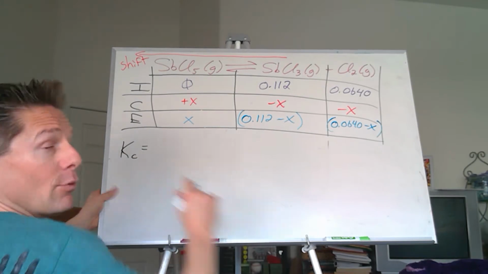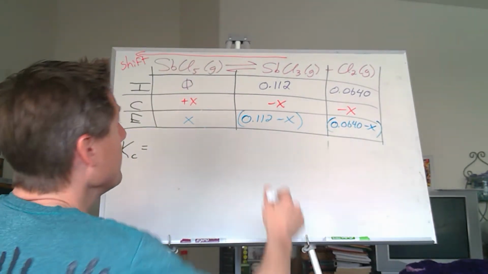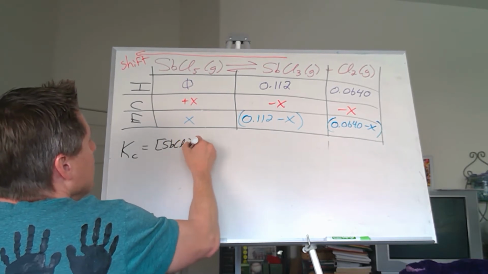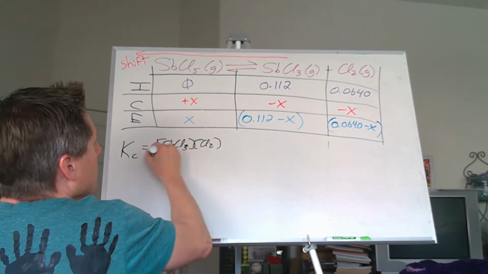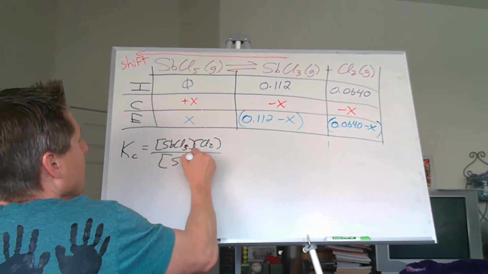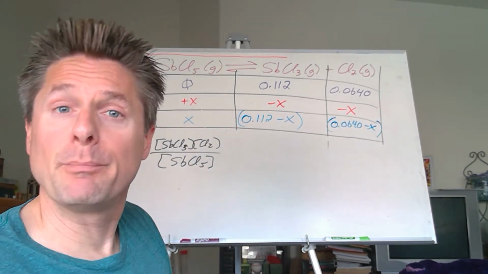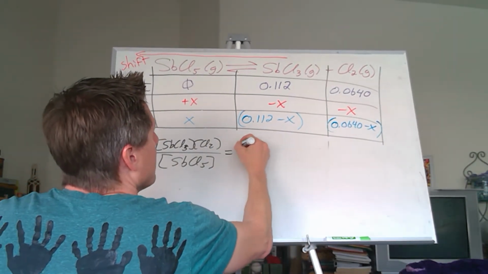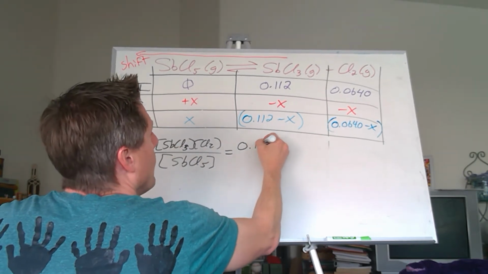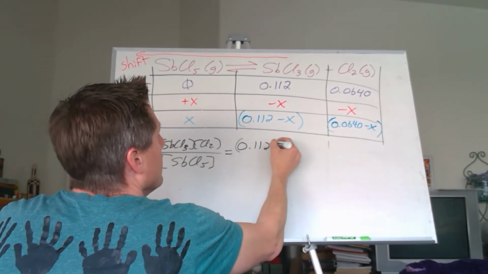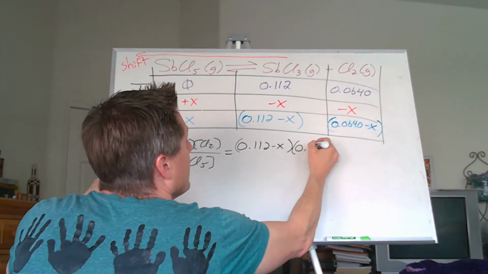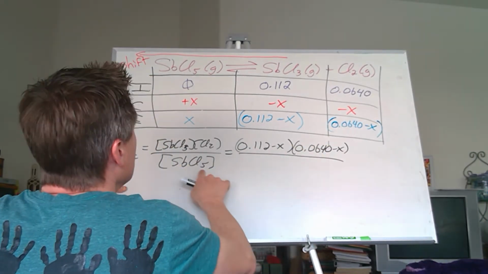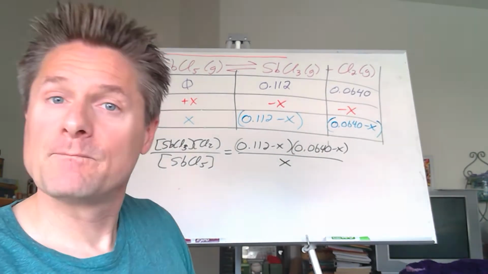So Kc, which is exactly like the reaction quotient we did earlier, will be the concentration of the products, the SbCl3 and the Cl2, divided by the reactants, SbCl5, all raised to the power of 1. Let's put in our equilibrium values in terms of X. So the antimony trichloride is 0.112 minus X. The chlorine is 0.0640 minus X. And then the SbCl5 is just X, right?